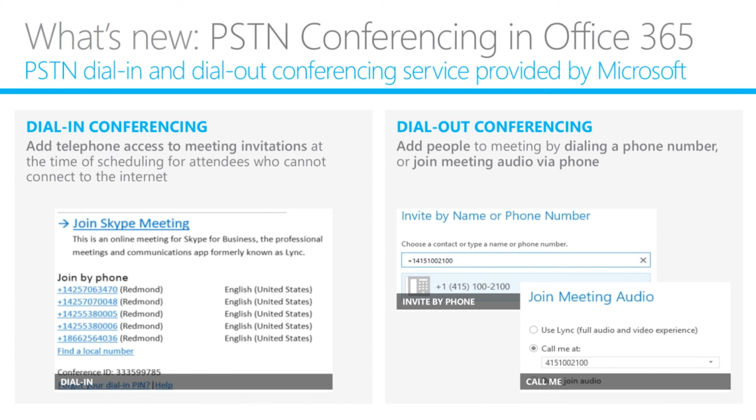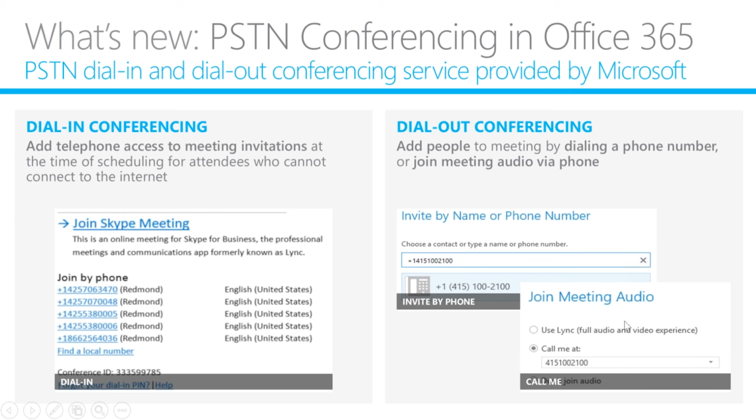And this is what the dial-in and dial-out look like. Every time a meeting gets set, there are a bunch of numbers that users can use to dial in, or they could find their own local number, which would point to the nearest number in their region, or the organizer could directly decide to dial anyone into the conference on the audio bridge.